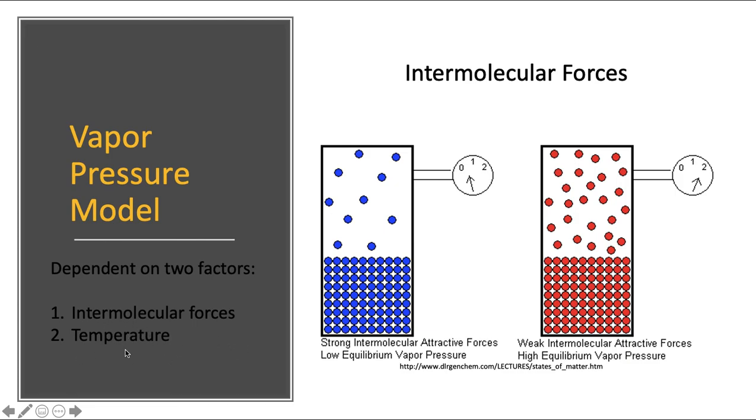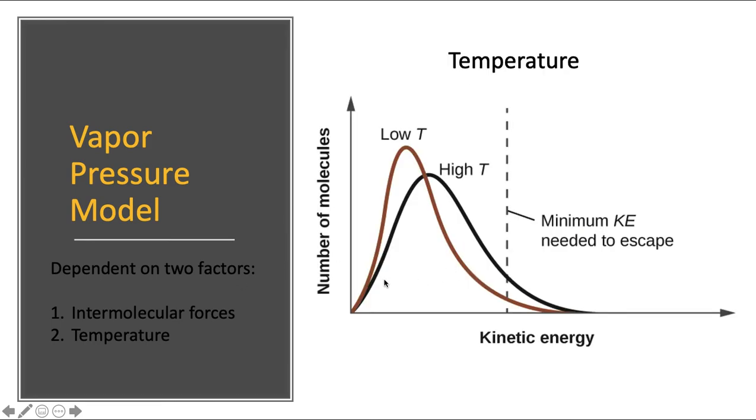Let's look at how vapor pressure changes with temperature. Here's a model of low temperature and high temperature. At low temperature, most of my molecules are going to be in the liquid phase, as you can see. Here's number of molecules versus kinetic energy. Very few molecules are going to have enough kinetic energy to escape. If this is the minimum kinetic energy that the molecules need to go from the liquid to the gas, very few, look at the fraction, will have enough kinetic energy to escape into the gaseous phase compared to all these other molecules. Look at how many there are in the liquid phase at lower temperature.